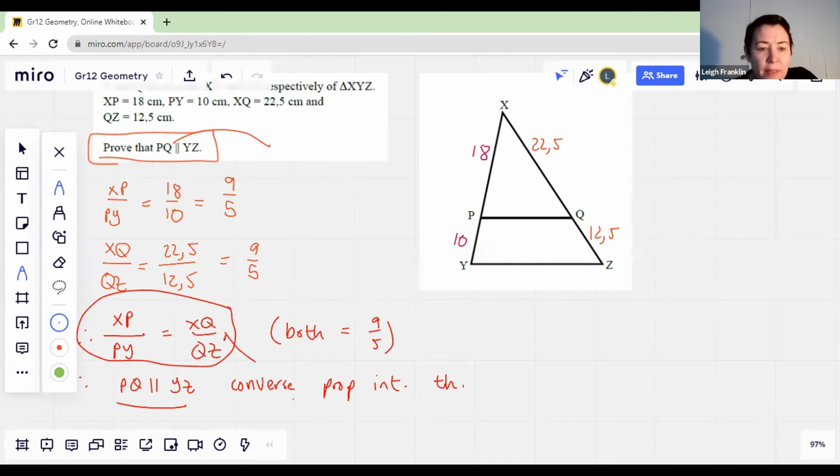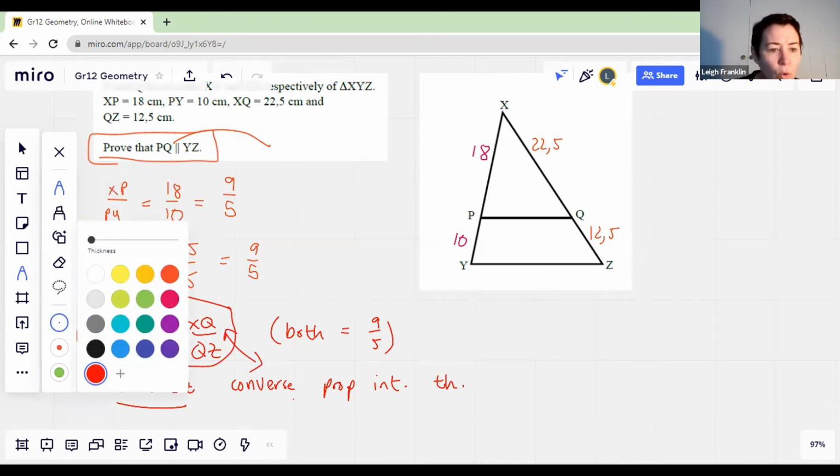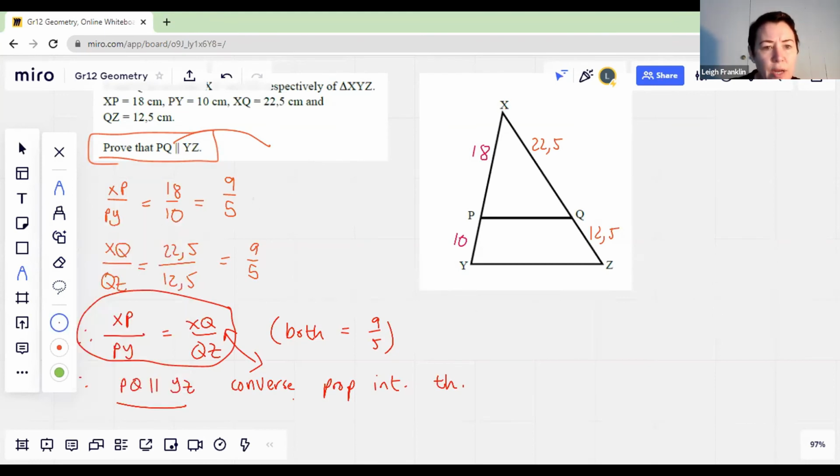These two, that statement and this statement, go together. That's where you get the marks. You don't get the mark for writing PQ parallel to YZ. Let's just choose a different color. You'd get a mark for that, you'd get a mark for that, and then it's these two together, statement and reason, where the mark would be allocated. Okay, how does everybody feel? Thumbs up, thumbs down, making sense? Any questions?